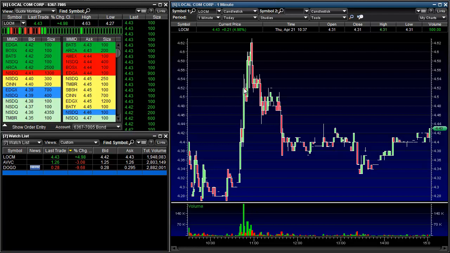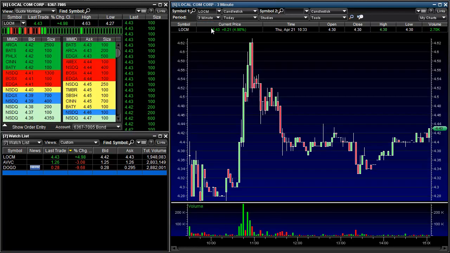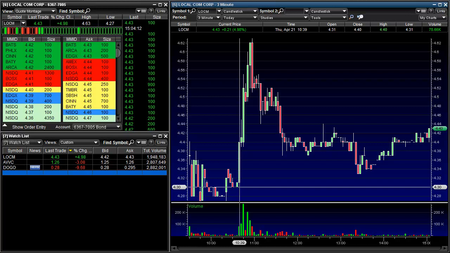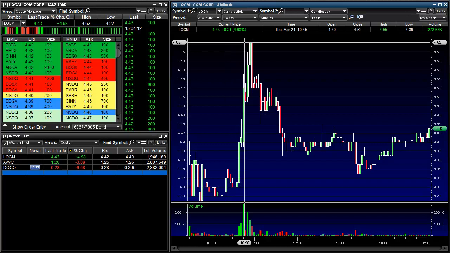So this is what a squeeze looks like, and I'm going to move it to a 3-minute chart. You see how quick that moves up: 3, 6, 9, 12, 15, 18 minutes. It jumps from a price of 430 a share to a price of 462 a share.